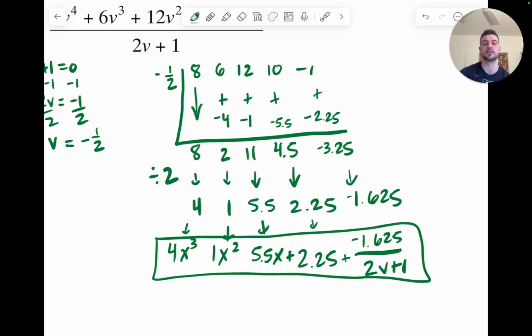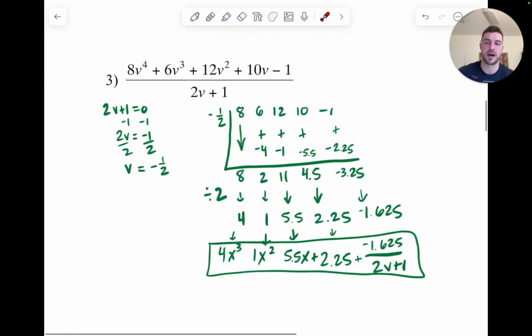Again, it's a little bit difficult to deal with because we are dealing with decimals and we have to remember this extra step right here of dividing by 2. But majority of the process was the same, so it really wasn't that different for us. So when we have 8v to the fourth plus 6v to the third plus 12v squared plus 10v minus 1 divided by 2v plus 1, we end up with 4x to the third plus 1x squared plus 5.5x plus 2.25 plus a negative 1.625 divided by 2v plus 1. All right, so that is our last example.